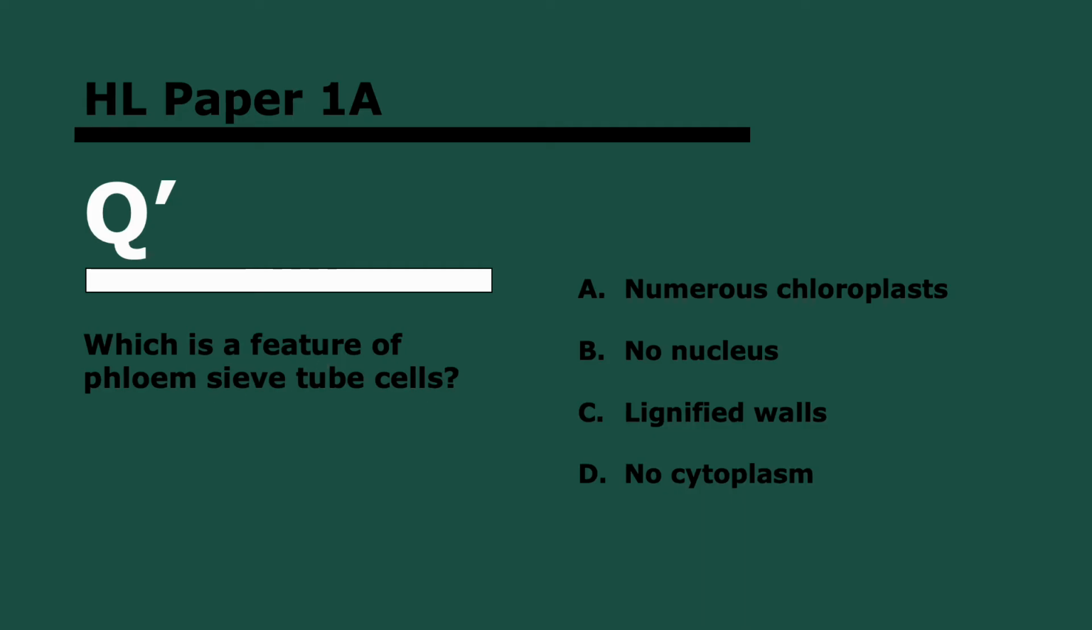Great. So, which is a feature of phloem sieve tube cells? Okay, this was also in the standard level. And 3, 2, and 1. They don't have a nucleus. Remember, the lignified walls are in the xylem, the chloroplasts are in the palisade mesophyll in the leaves, not in the stem. And it's not that they don't have a cytoplasm at all. They have a reduced cytoplasm, but what they don't have is a nucleus to allow for the pass of phloem.